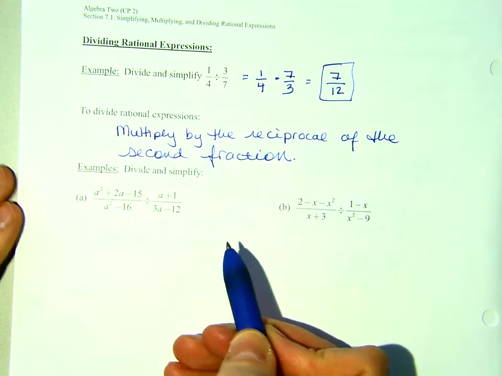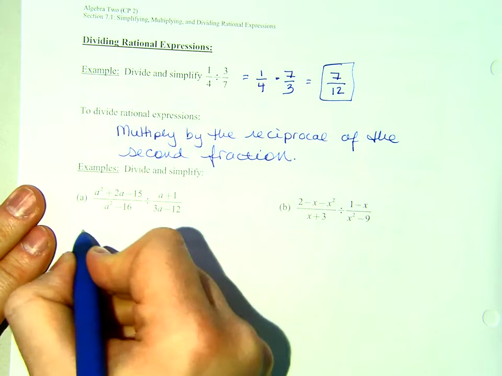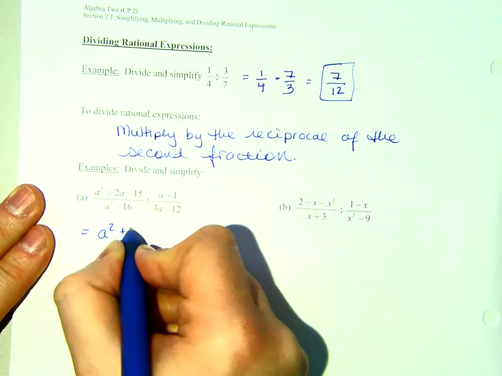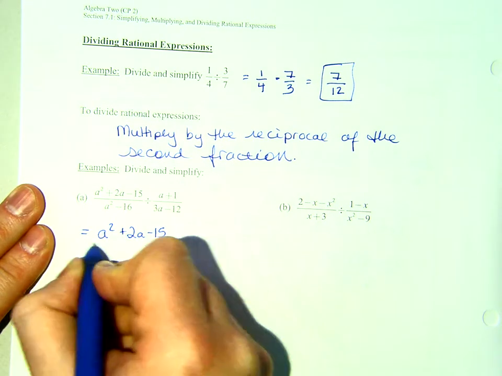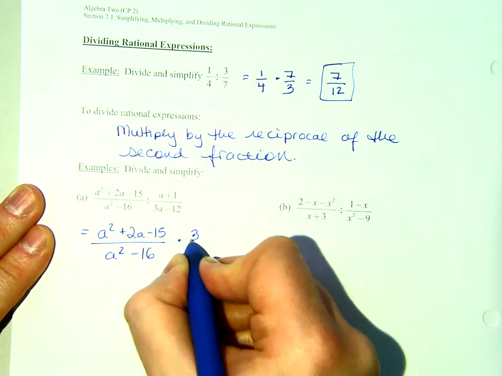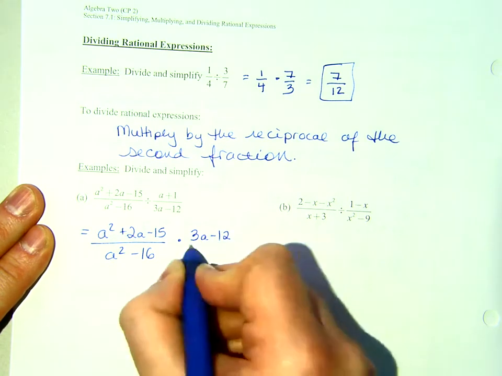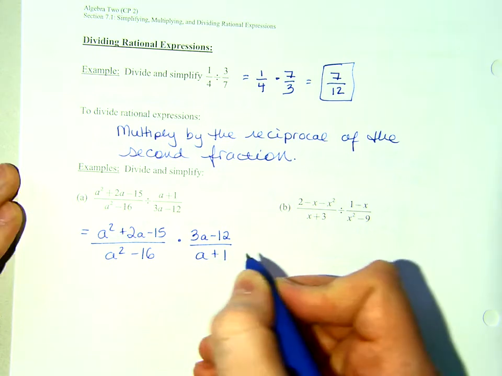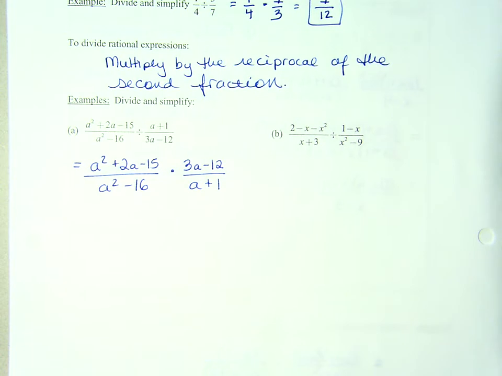So I'm going to start by just writing it as a multiplication problem. I'm going to say a squared plus 2a minus 15 over a squared minus 16 times 3a minus 12 over a plus 1. I'm just going to write it like a normal-looking multiplication problem. Now I think you know how to multiply.